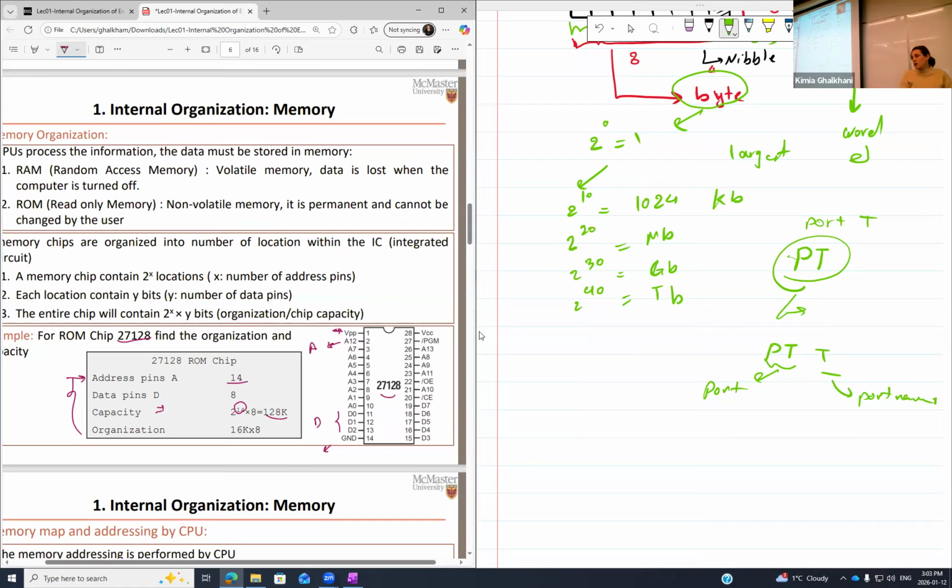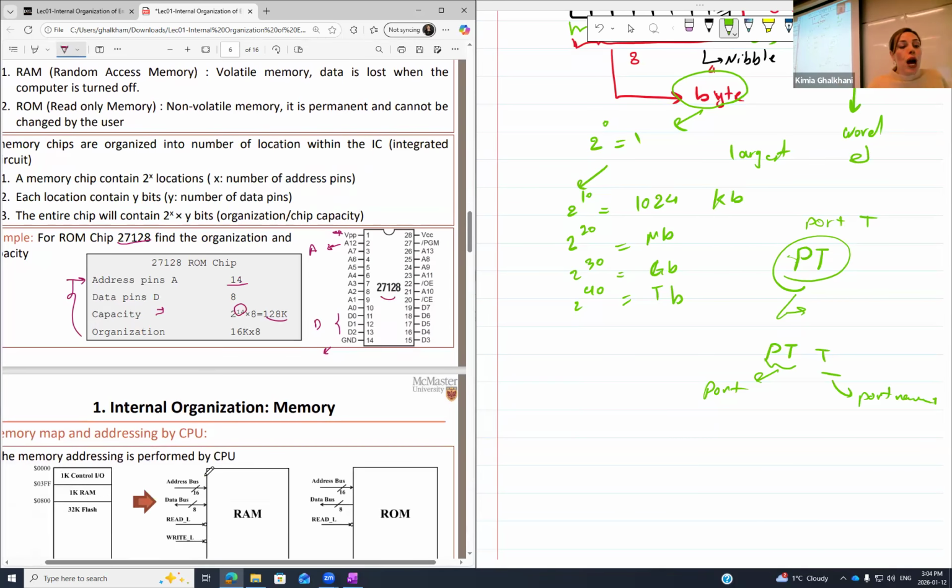The capacity part: as long as you know your address pins and your data pins, you can calculate the capacity yourself. Make sense so far? So now, if you know how to calculate the capacity, then you can calculate the organization, right?